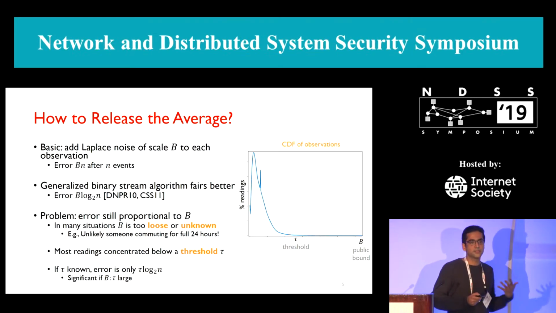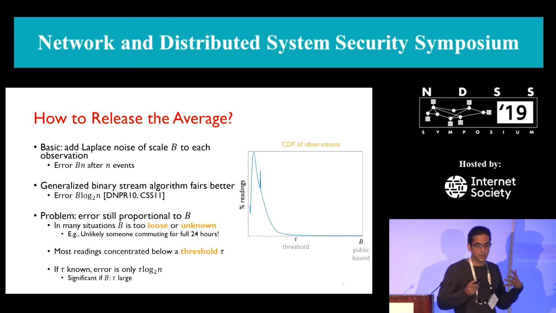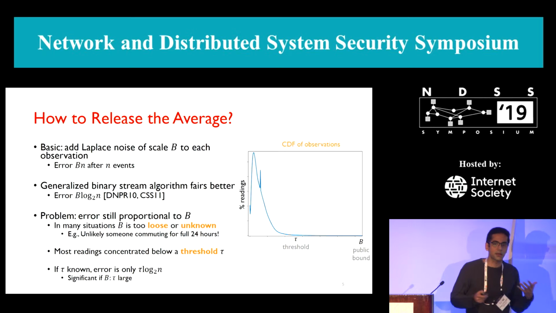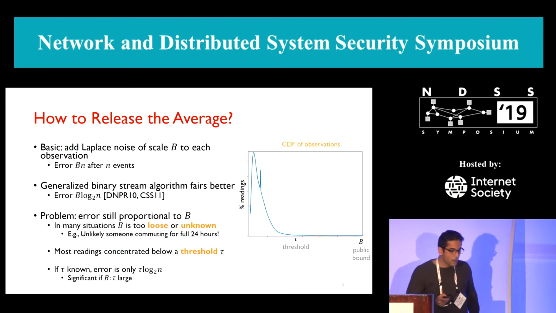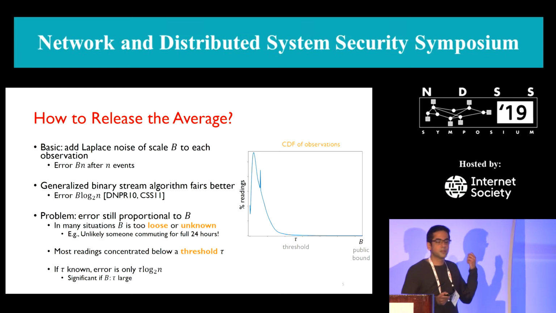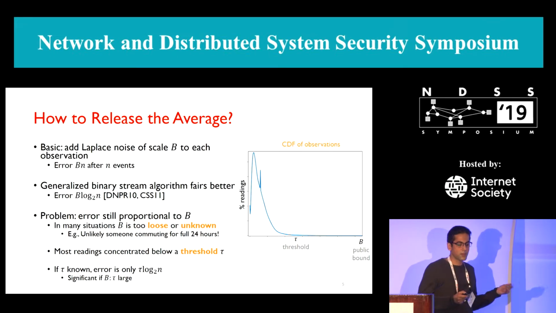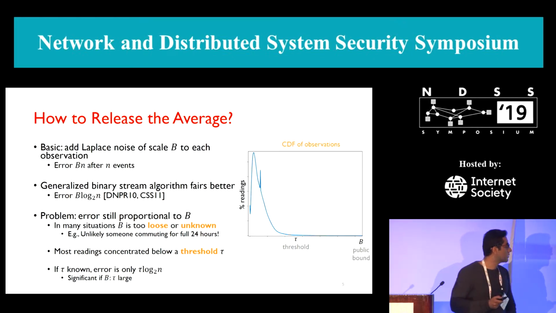We argue that there are many situations in which this upper bound B could either be too loose or unknown in advance. For instance, if we consider the commute times example, it's unlikely that any customer would be using the full 24 hours to be on a public train. So most readings we expect to be below a threshold T, which we don't know in advance. If we know this threshold, then we can use the second algorithm that I mentioned and have an error T times log of n, which could be a significant improvement if the ratio of B to T is large.